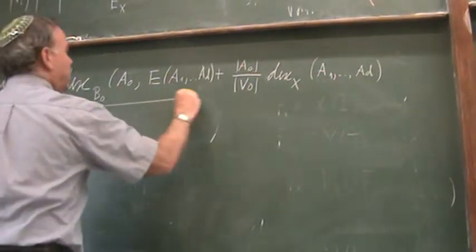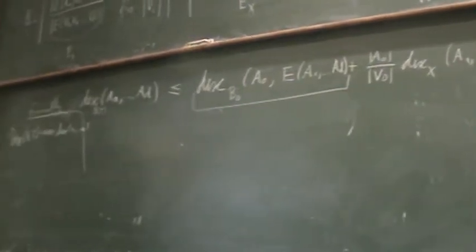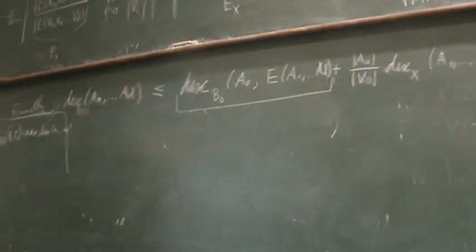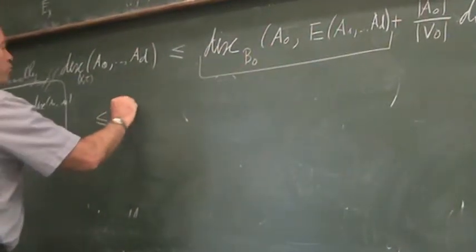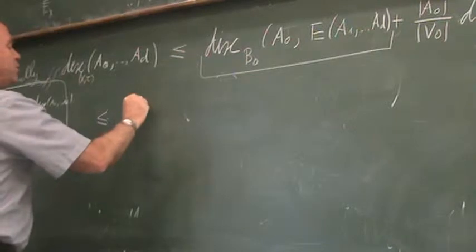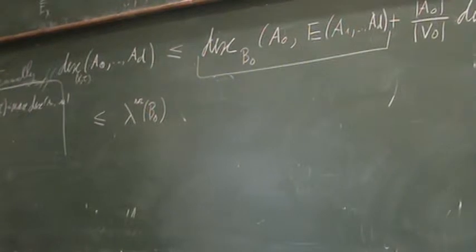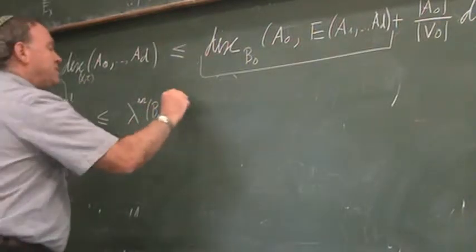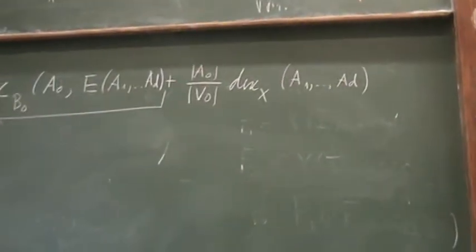Now, this is at most the discrepancy of B0. But the discrepancy of B0 is at most this lambda normalized. So this is at most the lambda normalized of B0. Right? Now plus 1, the discrepancy of this.